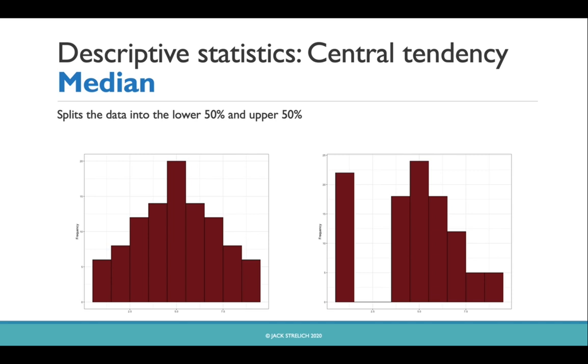The median splits the data into the lower 50% and the upper 50%. It only represents the middle of the distribution and ignores the extremes. This can be good or bad depending on exactly what you're going for. Here, notice that both distributions have the same median, even though the actual distribution of the data is quite different.